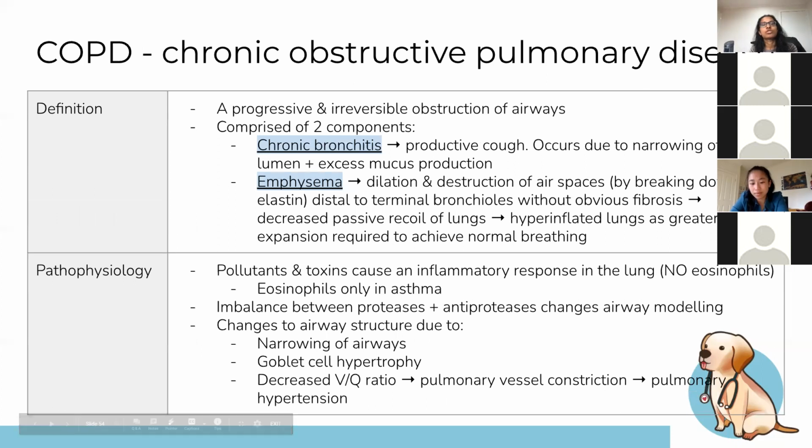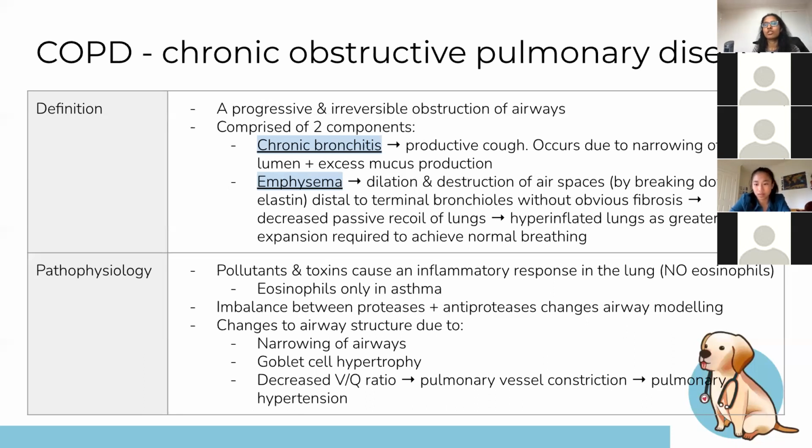COPD is super similar to asthma, but asthma was reversible. So instead, COPD is irreversible. So this is the main and biggest key difference that I want you to remember if you take nothing else away. But it is quite similar to asthma in that it is progressive, but it's irreversible, and it's characterized by chronic obstruction to airflow.